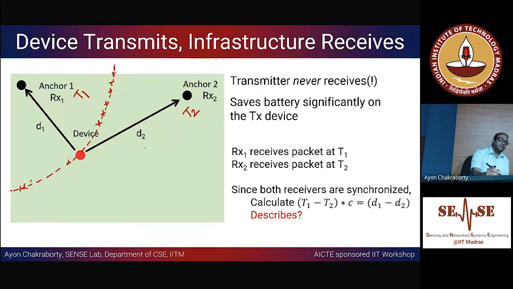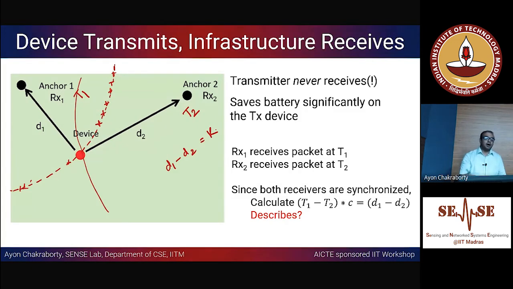Similarly, if the device is at a distance of D2 from anchor 2, this is going to describe a circle with a radius of D2, and multilateration was basically trying to find the intersection point. But now the problem is not exactly that. Now I tell you not D1 or D2, I tell you that D1 minus D2 is known. I don't know the value of D1, I don't know the value of D2, but I know that D1 minus D2 is K.